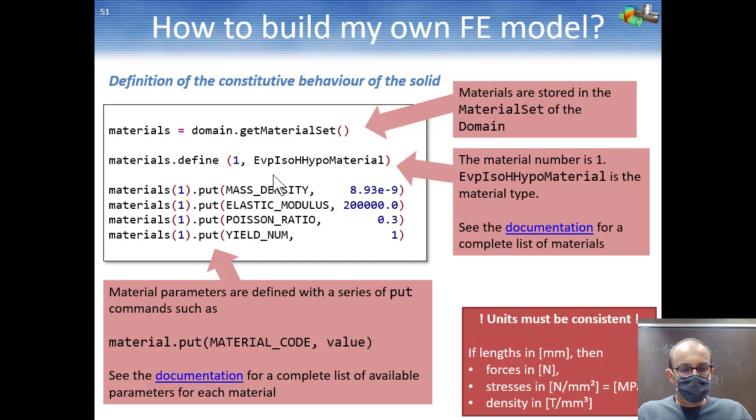And in order to set all the properties of your material, you have this put command, which takes a material. So take the material set, you grab the first one, which is this one, and then you put a name and then a value. And for each material, you have a list of properties that should be filled. So for this one, you have the density, you have the elastic modulus, you have the Poisson ratio, and then you have a number related to the hardening law.